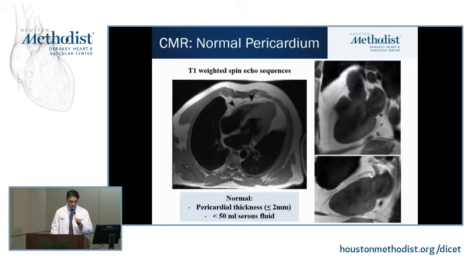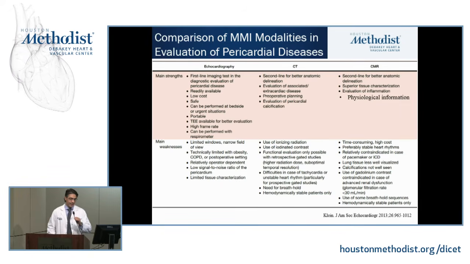Now, when it comes to choosing between these two modalities, both, as we had said, are excellent for anatomy. Where CMR can really add value, of course, is when it comes to assessing physiology, and also in the assessment of inflammation. CT is an absolutely incredible technique for preoperative planning and whenever you're looking for calcification in the pericardium. And as we go through the talk, hopefully I'll hit on all these points in detail.